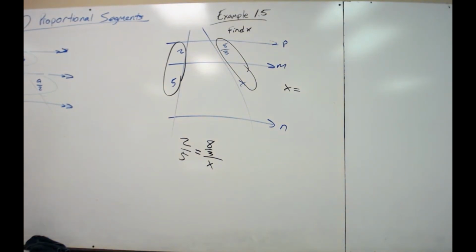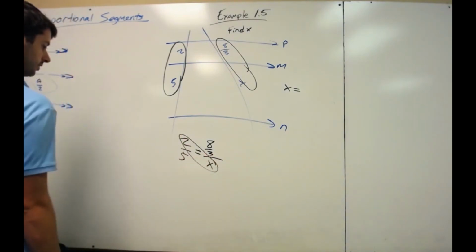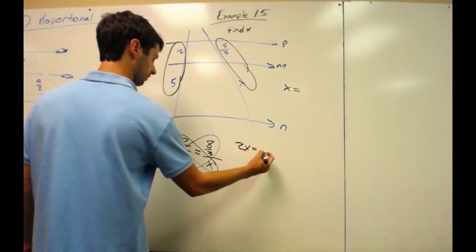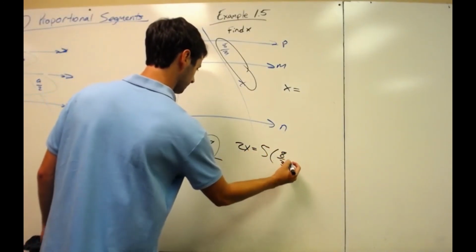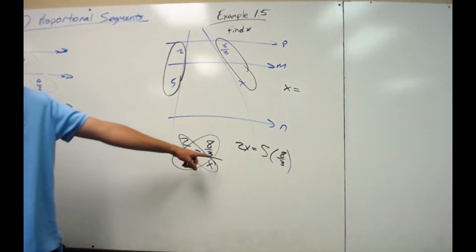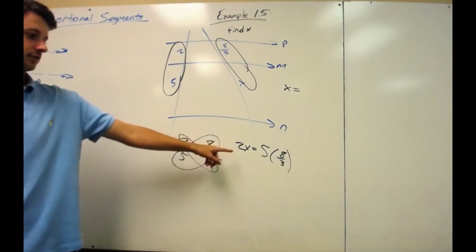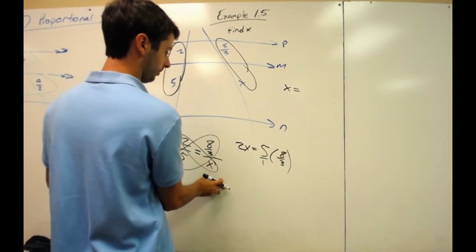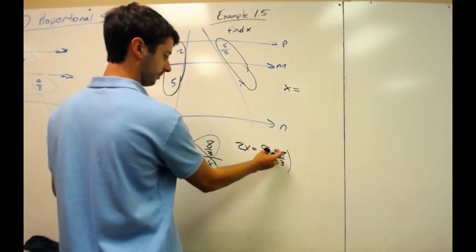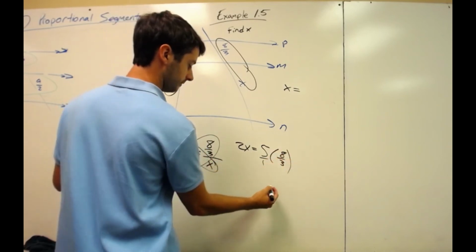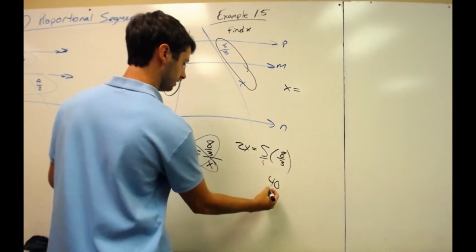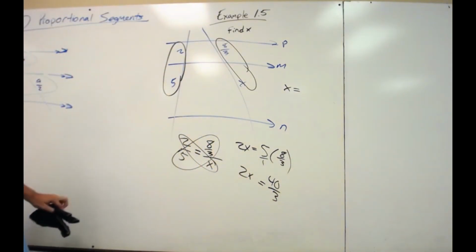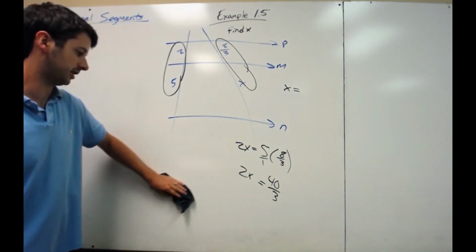From there, we simply cross multiply. 2 times x is 2x equals 5 times 8 over 3. So we're at this point. Now, how do we multiply 5 times 8 over 3? Well, the 5 is over 1. Nothing can cancel here, so we multiply the top by the top. 5 times 8 is 40. 1 times 3 is 3. And that still equals 2x. So we're at 2x equals 40 over 3, almost done.